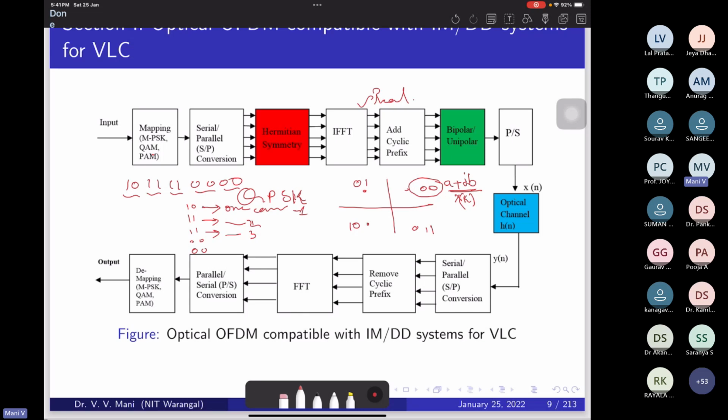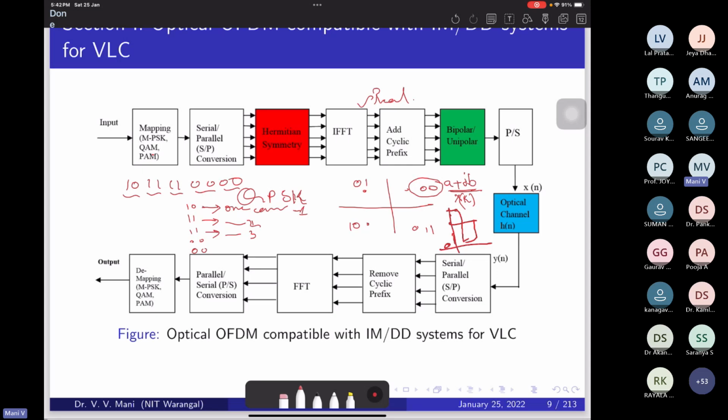Then we convert the signal from bipolar to unipolar. Because my signal has a bipolar waveform, I have to add some bias to it so that it will be shifted totally to the positive values. Then serially, we transmit over the optical channel. Again, the same reverse process is adopted in the receiver section.